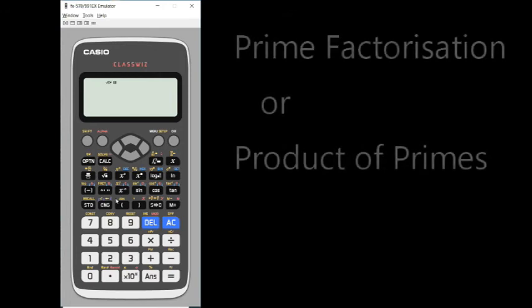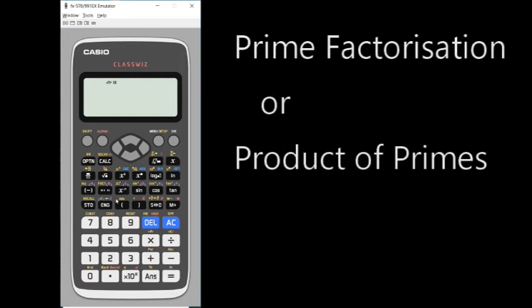Right, you may have come across, and hopefully you will have done by the time you do GCSE, something called prime factorisation. It's the idea of taking a number and splitting it up into a product of a bunch of prime numbers. Every number will have a product of prime numbers that make it. So your calculator will do this now.